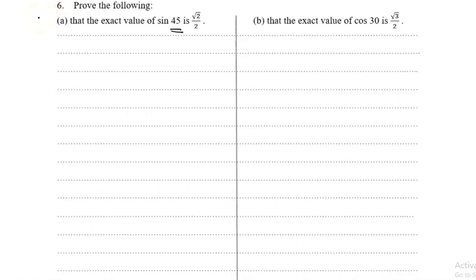Question 6 is asking us to show that the exact value of sine 45 is root 2 over 2. Now remember, when you're dealing with SOHCAHTOA, you have to use a right angle triangle. Now, if I had a right angle triangle with the angle 45 degrees, remember one angle is 90, the right angle, and the other angle is 45. So the third angle will be 45 as well. So essentially what we've made is an isosceles triangle. So let's try drawing it.